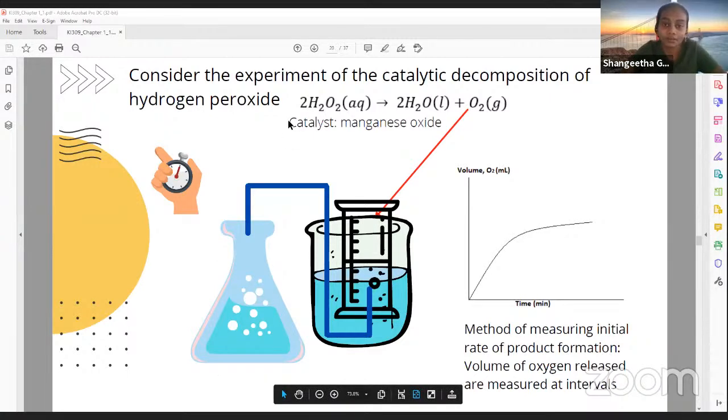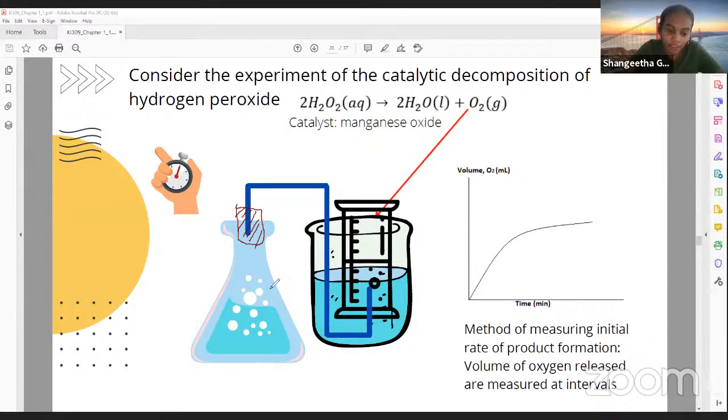But of course, there is one thing that you need to do. For example, here, you need to put a stopper. If not, when you mix your catalyst with your hydrogen peroxide, your oxygen will be released to the atmosphere. In order for that not to happen in your conical flask, you have to put a stopper, and the stopper is connected to a glass tube. The glass tube can go into a beaker of water with a measuring cylinder on top of it. So when the reaction takes place here, the oxygen is released and it will go into the measuring cylinder.